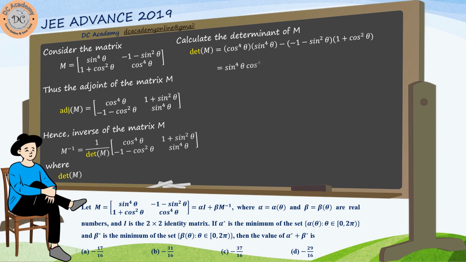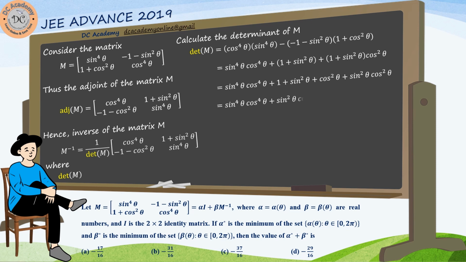Now let's calculate the determinant of M. If we do the cross multiplication and simplify step by step, we get sin^4 cos^4 plus 1 plus sin^2 theta plus cos^2 theta plus sin^2 theta cos^2 theta. For any angle theta, we know that sin^2 theta plus cos^2 theta is equal to 1. So we can easily simplify: the determinant of M is equal to sin^4 cos^4 plus sin^2 cos^2 plus 2. That's it. We already calculated that in a trigonometric fashion.